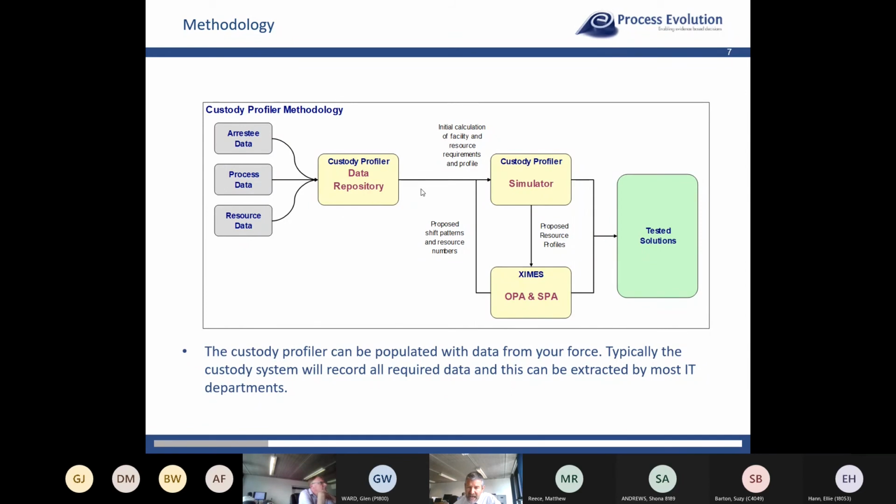And this all goes into your custody profiler simulation, from which you can get an array of outputs to build your OPA and your SPA, your shift rota, which you can then put back into the simulation to test how different rotas would perform, to give you an idea of what your overall performance would look like. If you were to close a custody suite, then within the profiler, that would reallocate the arrestees to the remaining custody suites by whichever one's nearest, and rerun the model to see that you either need more people or you need more cells and more people in order to meet an acceptable performance level.